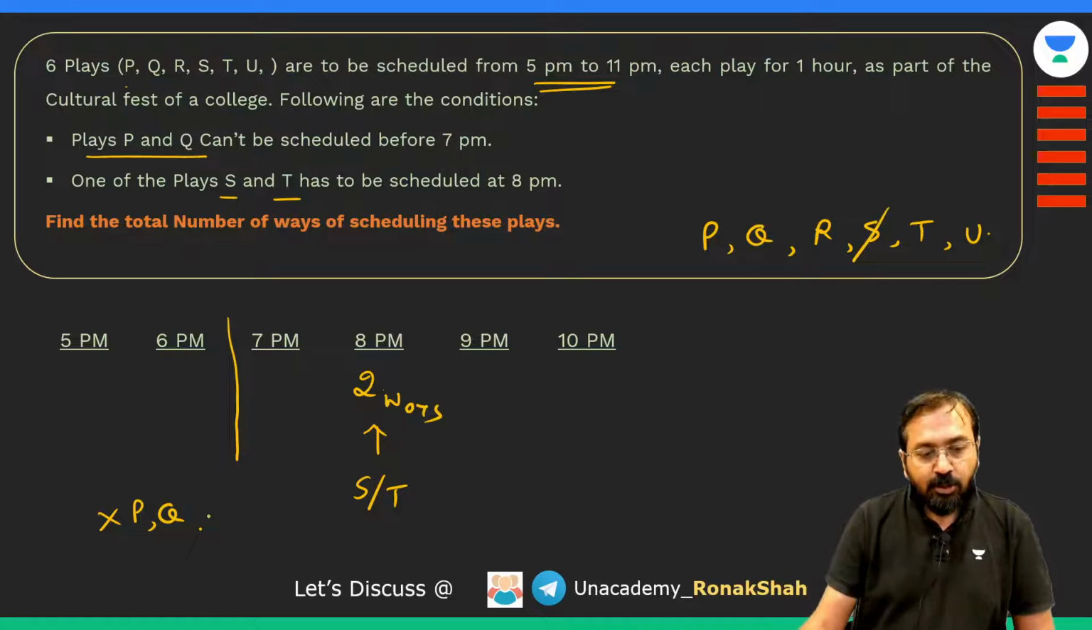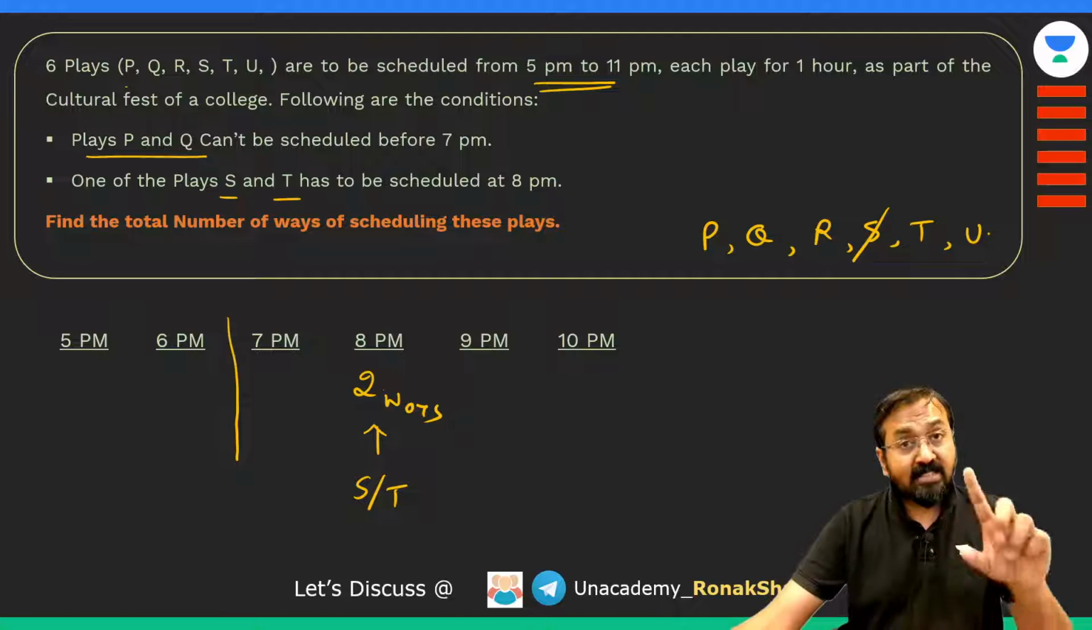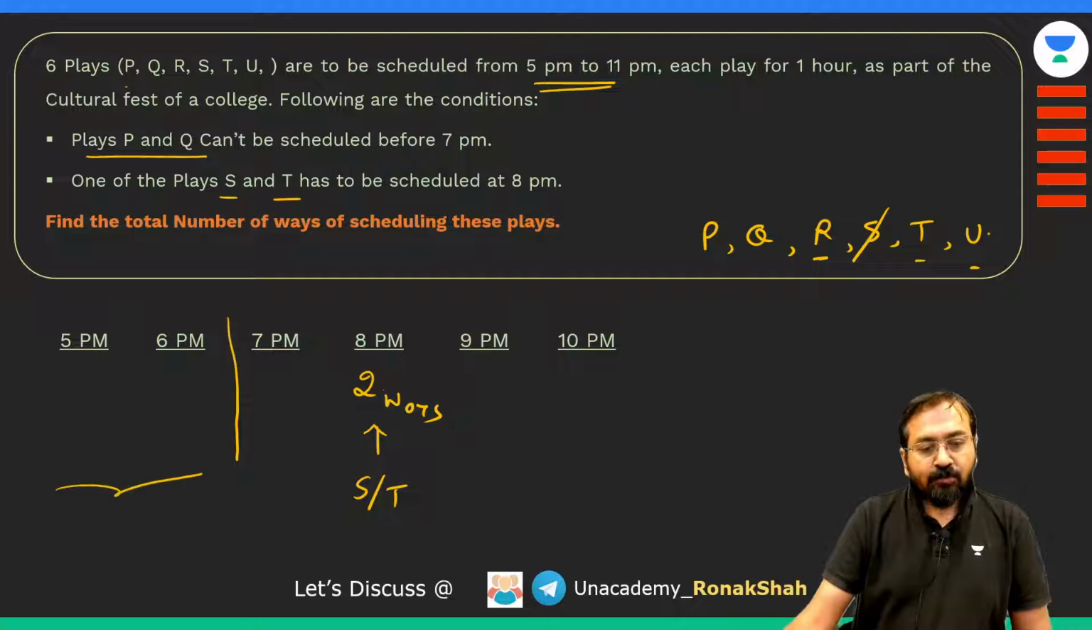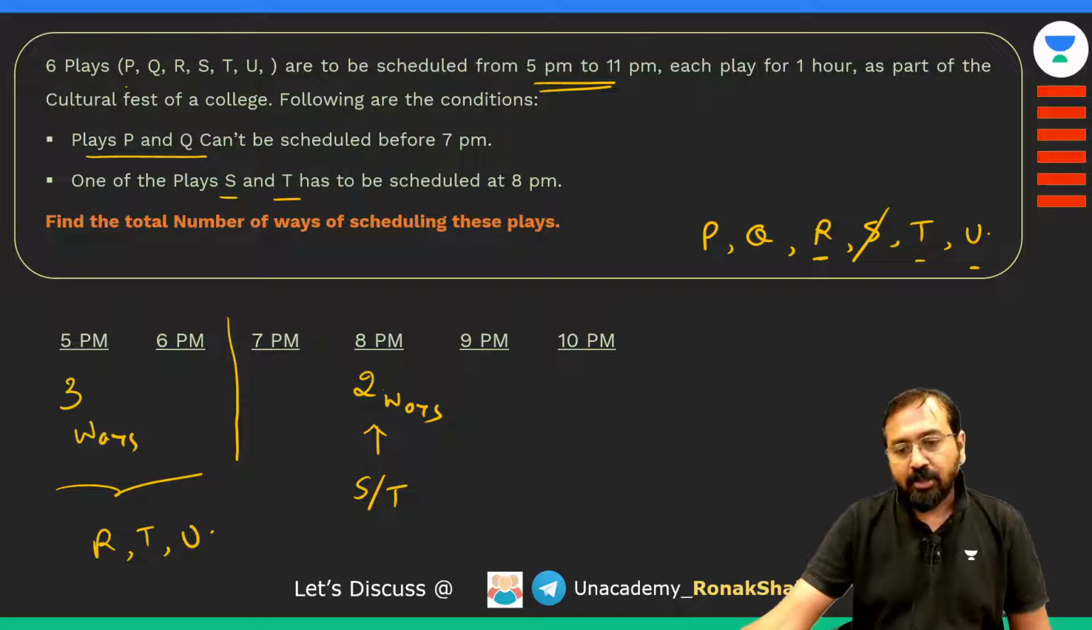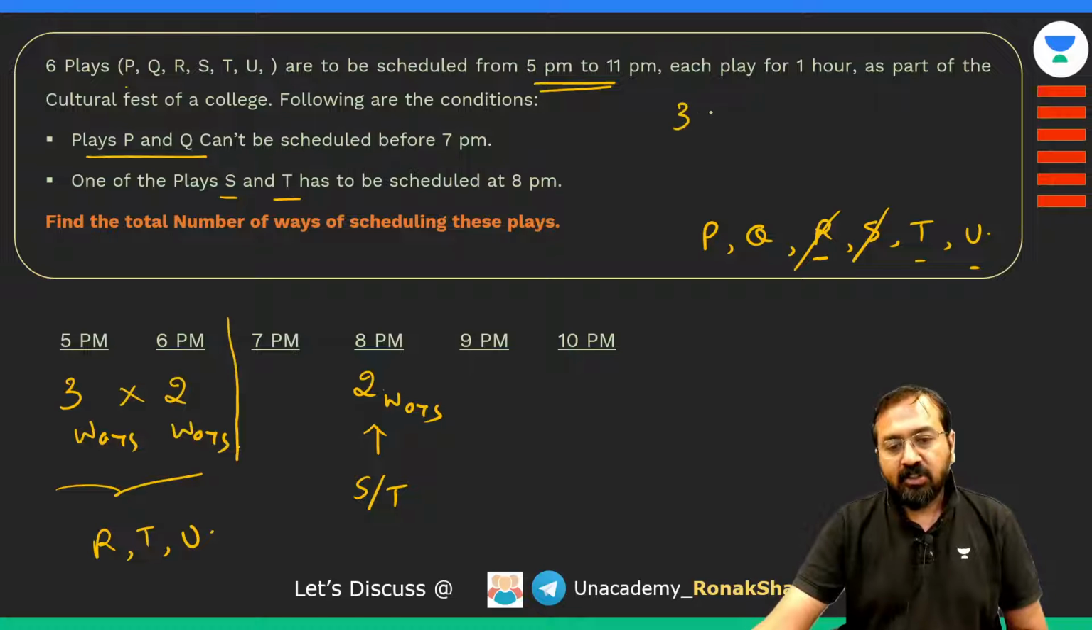Now we can't schedule P and Q over here. So can I say apart from P and Q, and S is already scheduled at 8 p.m., out of these 3 plays R, T, U, any 2 plays can be scheduled over here. So this can be done in 3 ways. Suppose we schedule play R over here, so R is gone, and now we are left with 2 ways for this position. So up till now we have got 3 into 2 into 2 ways.